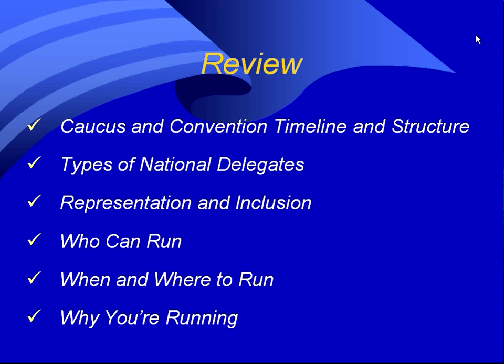Remember, there are congressional district delegates, there are unpledged party leaders, there are PLEOs, there are at-large delegates and alternates, and you have the opportunity to run for different positions within these groups. We talked about the representation and inclusion goals, which are very important. And then at the end, we really covered who could run, when and where to run as a review, and why you're running, kind of framing your story and telling your story.